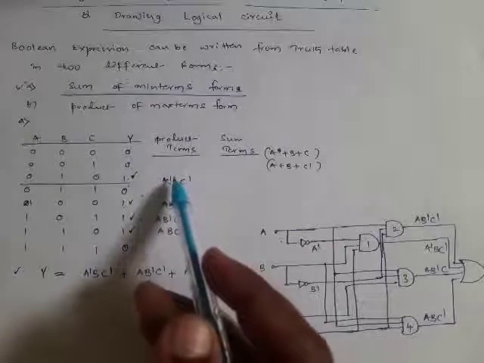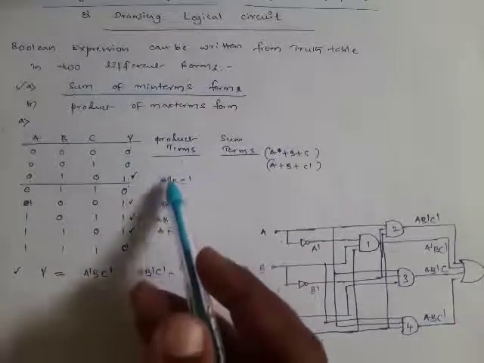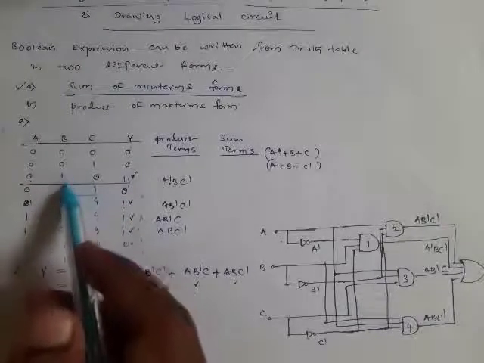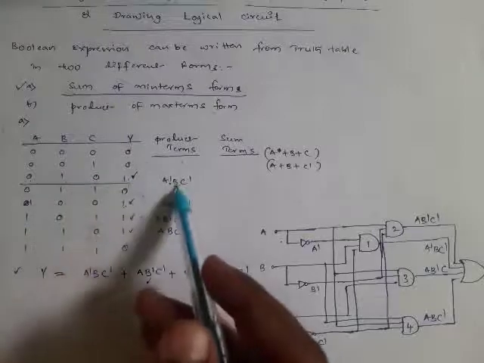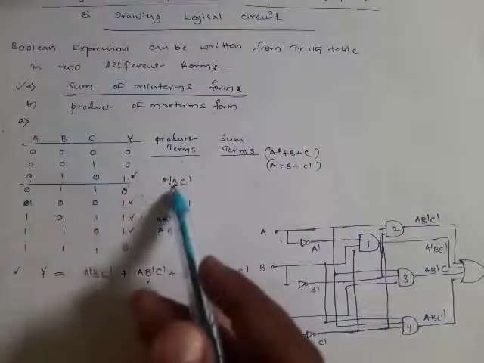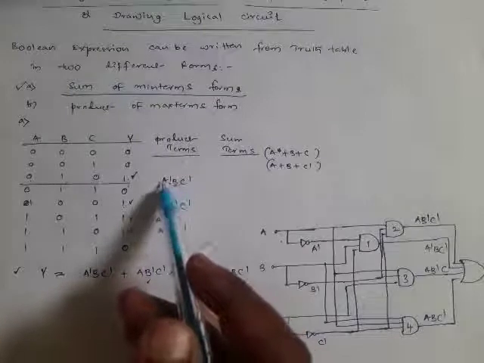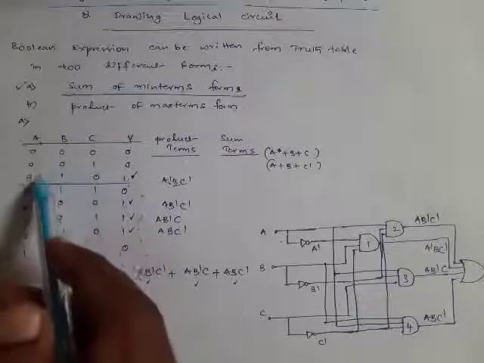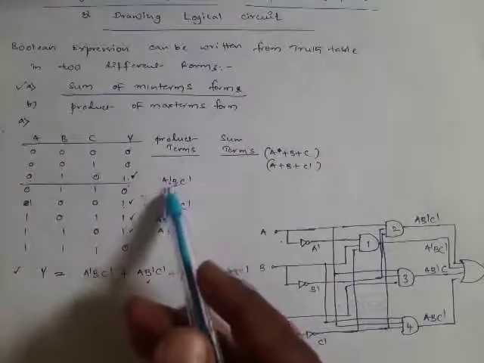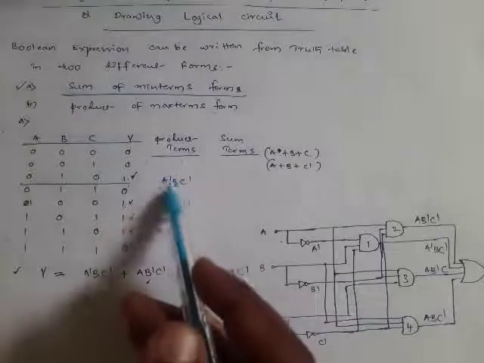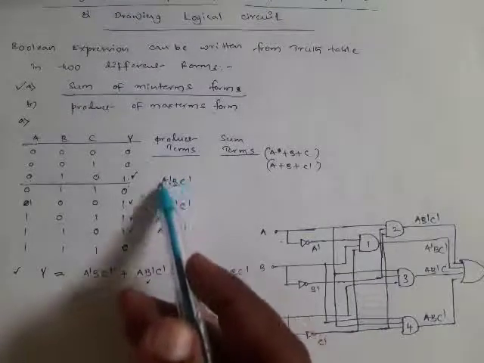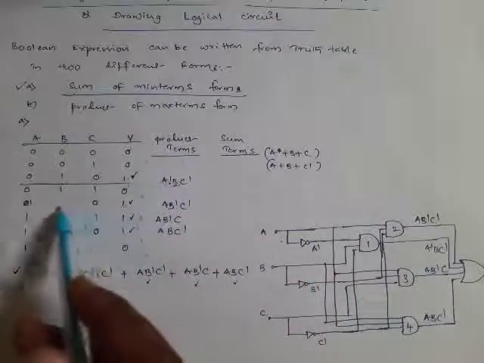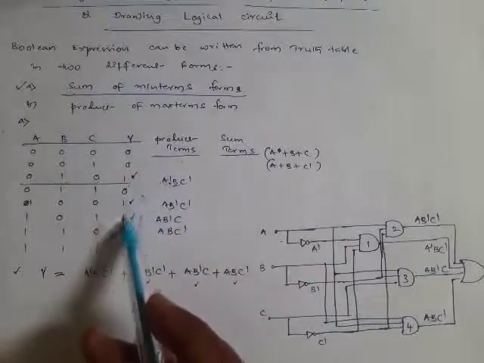While writing the product terms, the variable will be taken in its original form when its value is equal to 1, so here B equal to 1, the variable is taken in its original form, and the variable must be taken in its complemented form when its value is equal to 0. For example, A equal to 0, so it is taken as A bar. When the variables are taken in that way, we apply a logical product on those variables to get a product term. In this way we will obtain product terms for all the input combinations for which the output function is equal to 1.